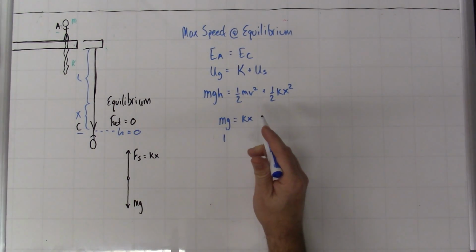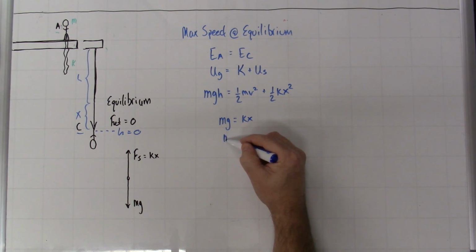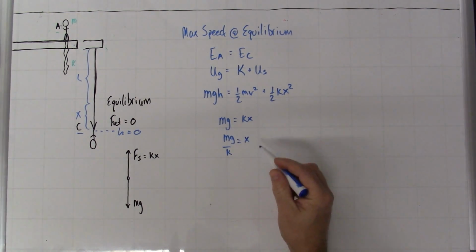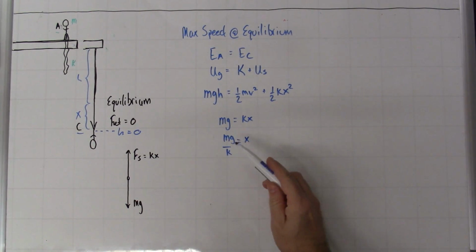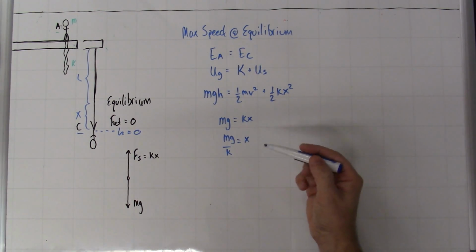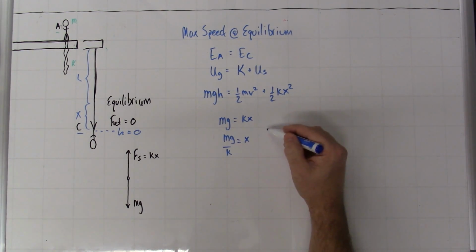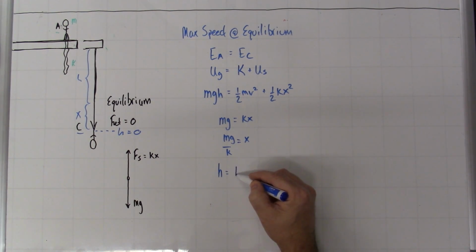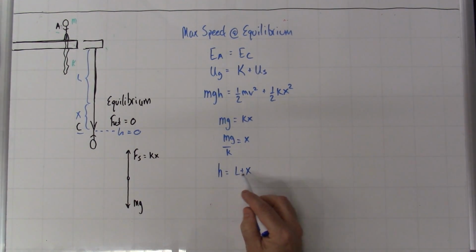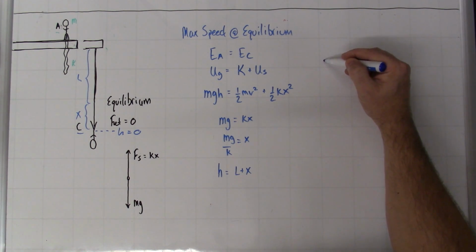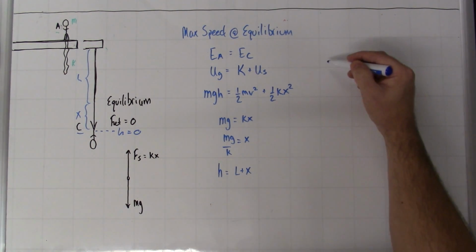So mg over k is equal to x. So x is something that we can solve for because we're given in the initial problem the mass, the gravitational field strength, and the spring constant, so you can solve for x directly. So in addition to this, I know, like before, the total fall distance, h, is equal to L plus x. If we know L and x, we can solve for h directly. And so what we end up doing here is we're going to look at this problem and see if we have everything we need. So I'm going to take this, substitute these in, move it up here.